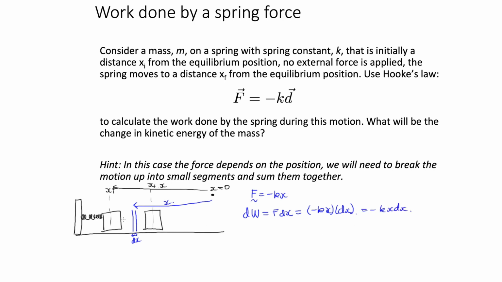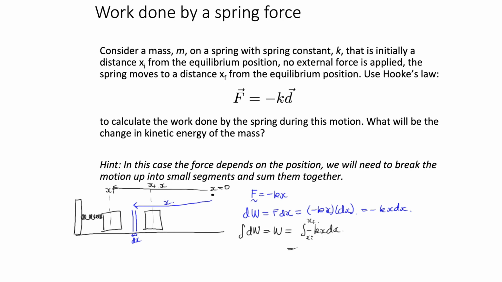Now, if we want to work out the total work to get from the initial position to the final position, we're going to have to sum all of these together, but they're very small increments. So when we're summing them all together, we're doing an integration. So to get the total work, which is just the integral of dW, which is equal to W, we have to integrate minus kx dx, and we're doing this from the initial x to the final x.